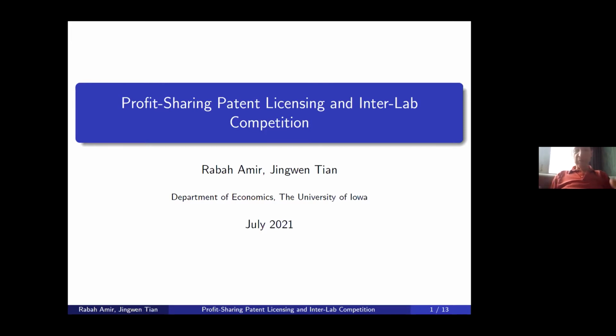So to just fix ideas and be clearer, let's just think of a new product innovation. So basically, even better, a new industry. And the only way a firm can enter this industry is to buy the patent from a lab. And the innovator throughout the talk will be a lab. So that's the basic situation. And we're going to think about profit sharing. So a fixed share of profit will go from the licensee to the licensor.